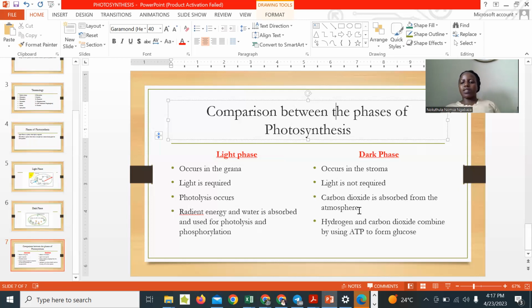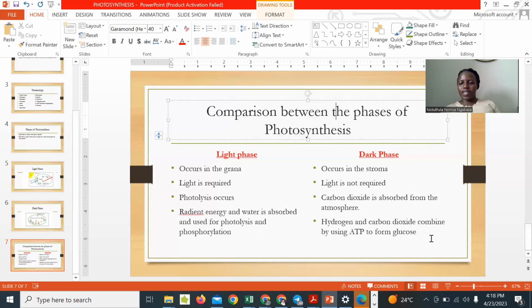Then we have our dark phase. So when it comes to the dark phase, it occurs in the stroma and it does not require light, but it occurs during the light phase. That's what you have to remember. And then we said carbon dioxide is absorbed from the atmosphere, because you have to remember, guys, that in the light phase, your oxygen is the one that was released into the atmosphere.